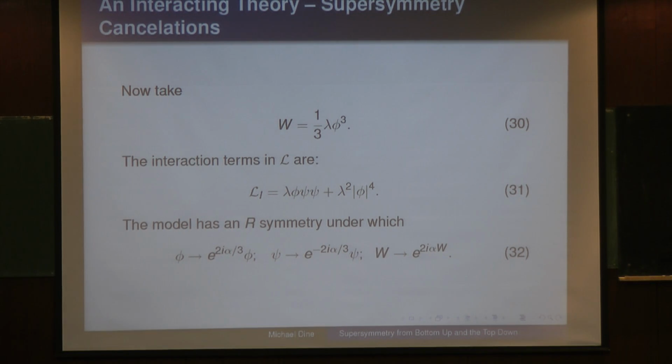In this model, we talked about R symmetries, and R symmetries have been implicit, actually, again, in some of the other lectures you've heard, and they're going to be important for us. This model has an R symmetry under which the scalar component of this field rotates by a phase e to the 2i alpha over 3. Remember, the R charge of W has to be 2. So the R charge of phi is 2/3. And psi has R charge, which is, oh my goodness, another typo, which should be 1 less. So that's e to the minus i alpha over 3. W itself transforms with a phase e to the 2i alpha.